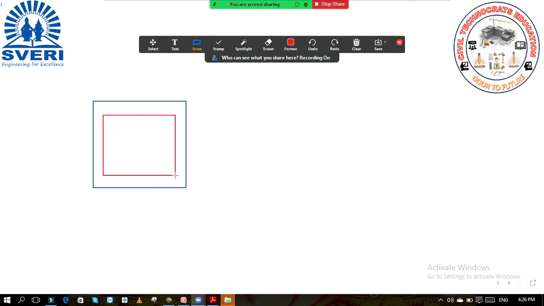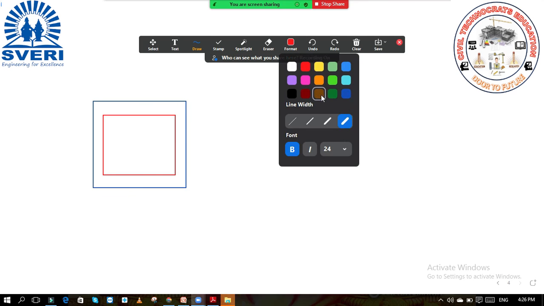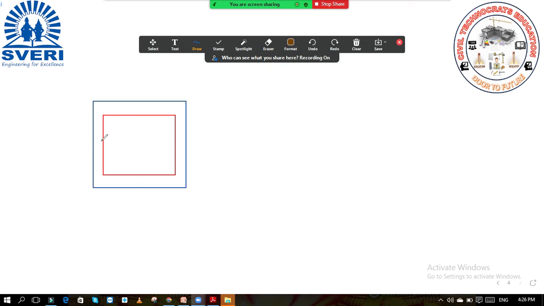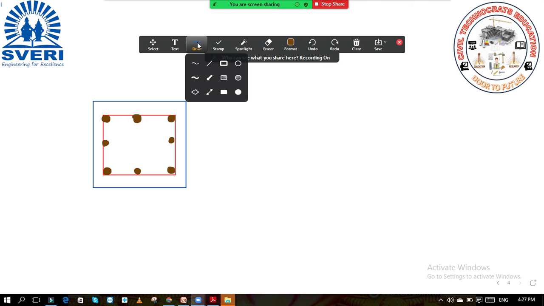Now how many bars have we provided? We have provided, I think, 8 bars of 25 mm. Yes, 8 bars. So this is the first bar, second, third. For your understanding, I am drawing the exact bars. 4, 5, 6, 7, 8. And for a column, always try to provide an even number of bars. Remember this. For a column, always try to provide an even number of bars.